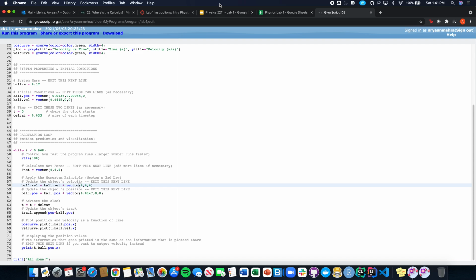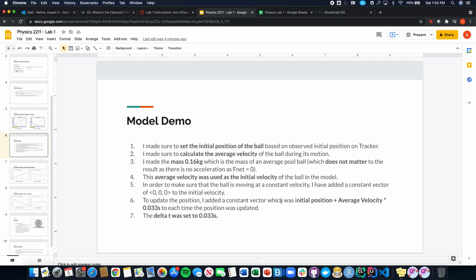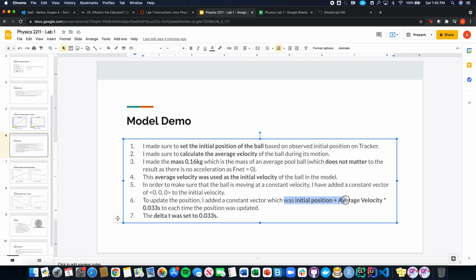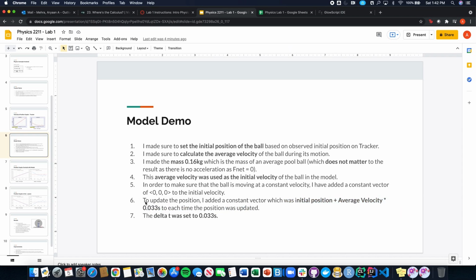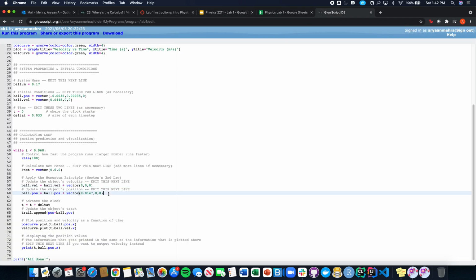And lastly, for the position update, it's important to make sure that the final position, as I mentioned earlier, is equal to the initial plus average velocity times time. In this case, the time is 0.033 seconds, which is the frame rate in tracker. And as you can see, I have made that update over here. This number over here represents the velocity times the time, which is being added to the position. The velocity being this position, the time being t delta.